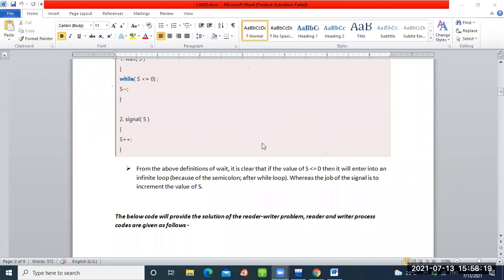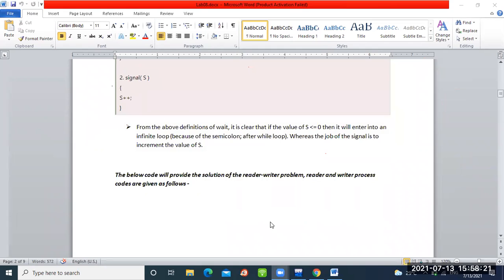Fine. Now, from the above definition of wait, it is clear that if the value of s is less than or equal to 0, then it will enter into an infinite loop because of the semicolon after the while loop. Whereas the job of signal is to increment the value of s. You can note down this point, this is a very important point.